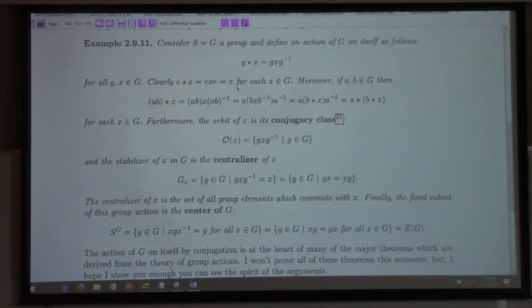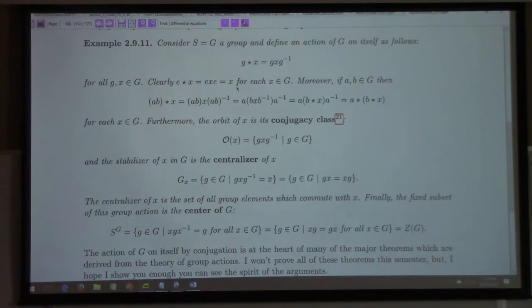But this one we've already studied. So another group action that's interesting is this one, G acting on X by gxg inverse. This is an action of the group on itself. In other words, conjugation is a group action of G on G. And so here's the proof that it satisfies the two axioms.